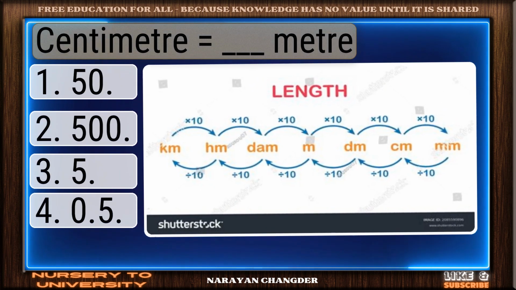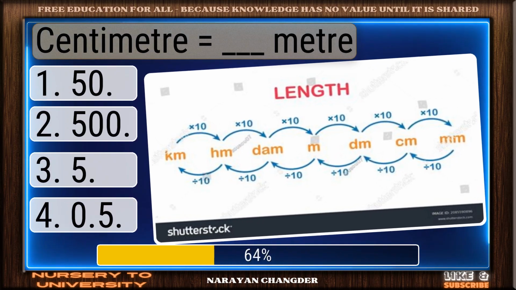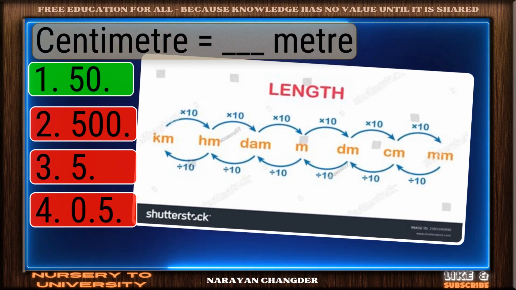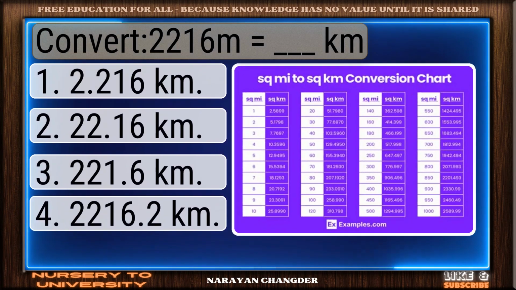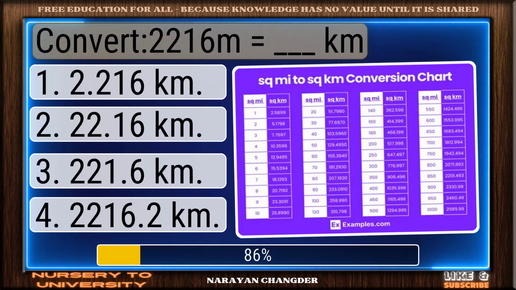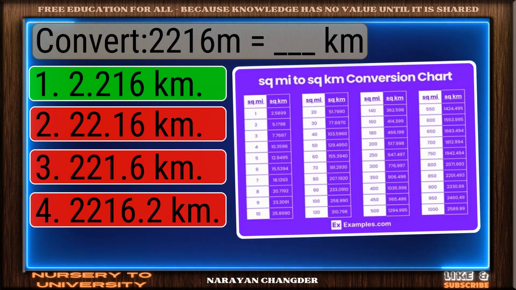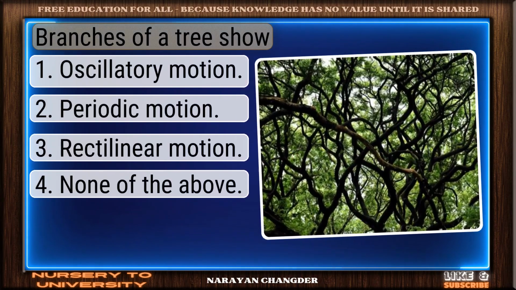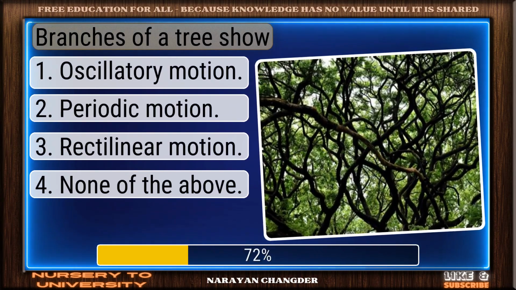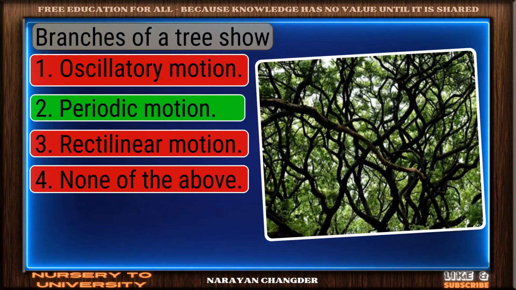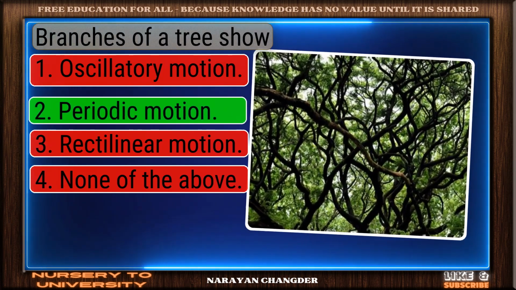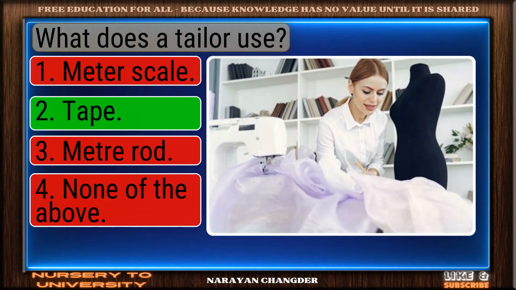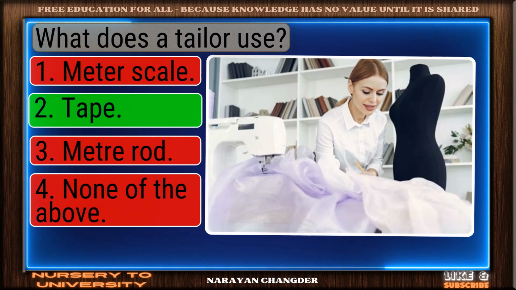Centimeter equal to dash meter. Excellent. 50 is a brilliant choice. 2216 m equal to dash km. Great job. 2.216 kilometers is the accurate answer. Branches of a tree show. Well done. Periodic motion is the right choice. What does a tailor use? Correct. Tape is the right answer.